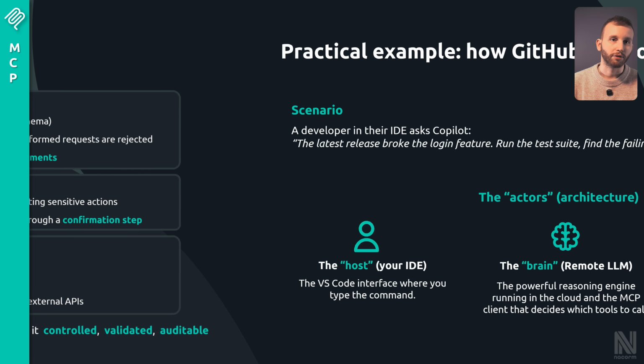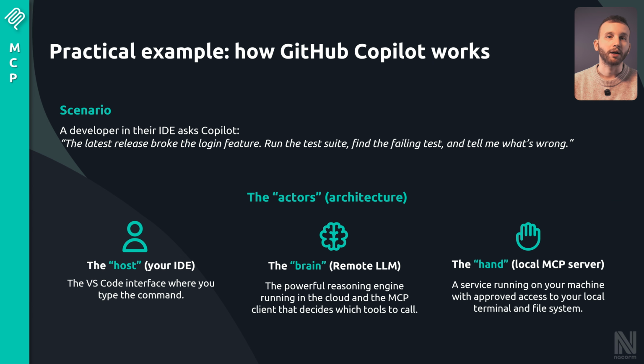Let me make this concrete. This is how GitHub Copilot actually works with MCP under the hood. A developer asks Copilot, "The latest release broke the login feature. Run the test suite, find the failing test, and tell me what's wrong." There are three actors. The host is your IDE, the MCP client, where you type the command. The brain is the remote LLM running in the cloud. The hand is the local MCP server, a service on your machine with approved access to your terminal and file system.